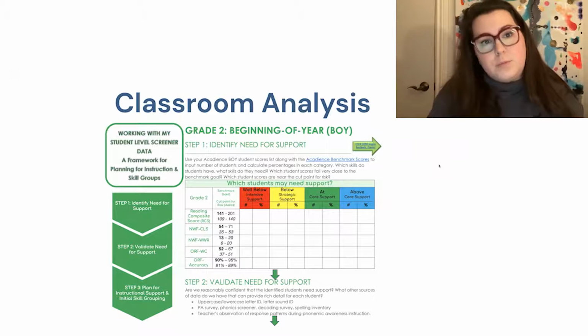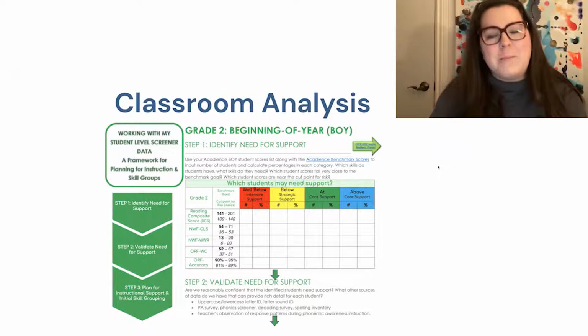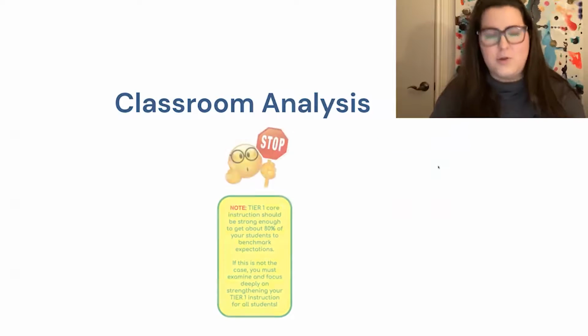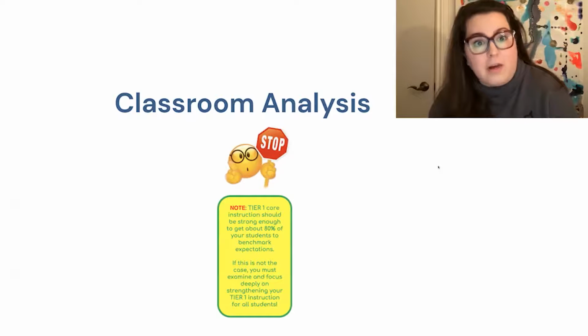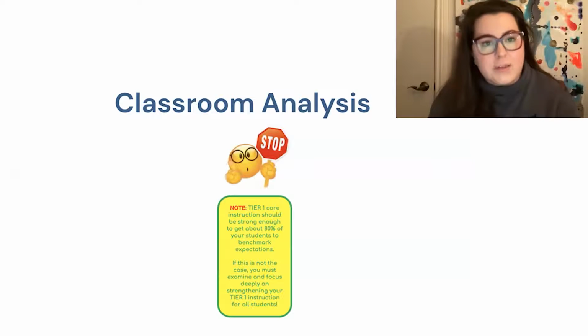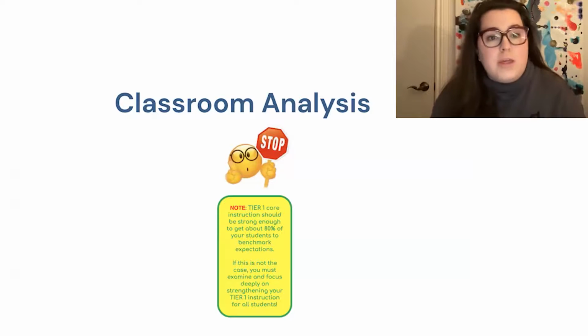This type of grouping worksheet, which I have linked in the Padlet, so please check the Padlet, links to them are all there. This allows us to understand how healthy our tier 1 instruction is. The rule of thumb is we want to see about 80% of students meeting the benchmark with tier 1 instruction. We know that it's very tempting to think about problem solving for individual students.